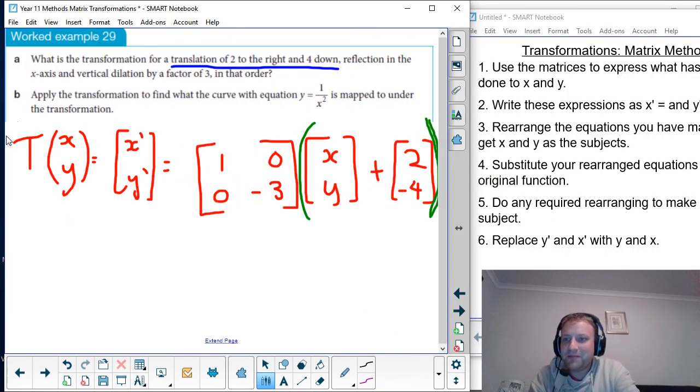All right, we're going to solve part B now. This was part A here, making the matrices. Part B, apply the transformation to find what the curve with the equation 1 on top of x squared, so a nice truncus, is mapped to under the transformation. Okay, so we want to make a new equation using these instructions and using the matrices to help us do it. All right, so step 1, use the matrices to actually get x and y out the other end.